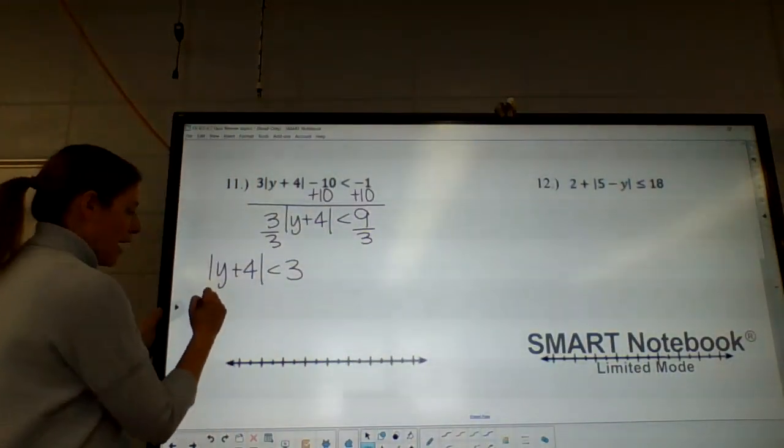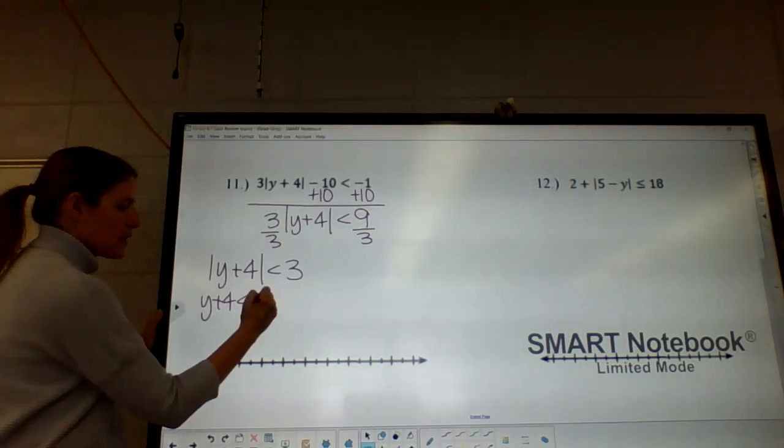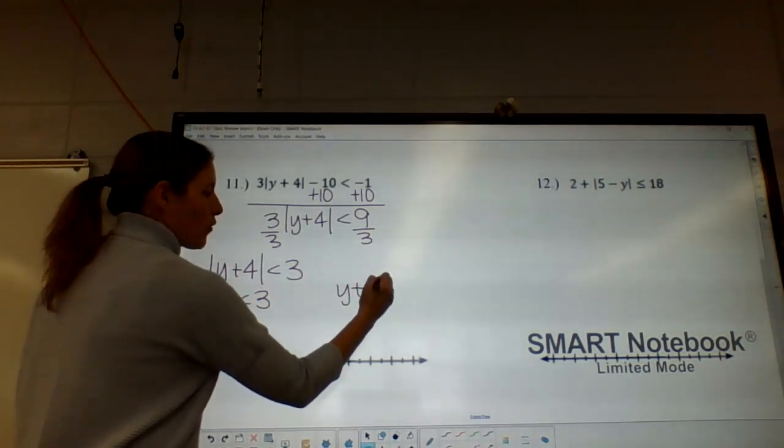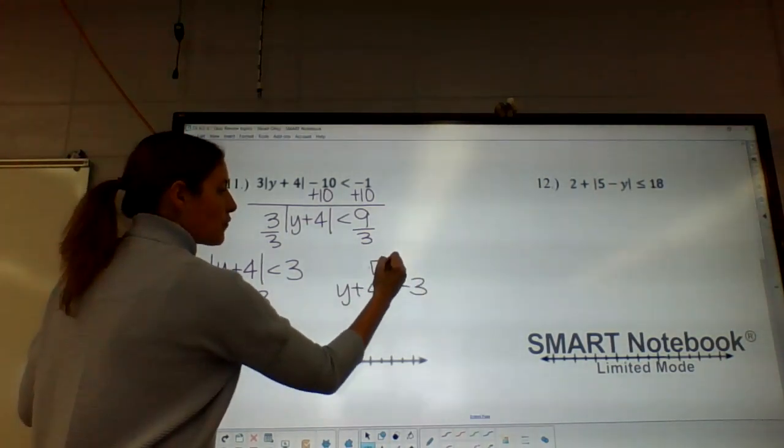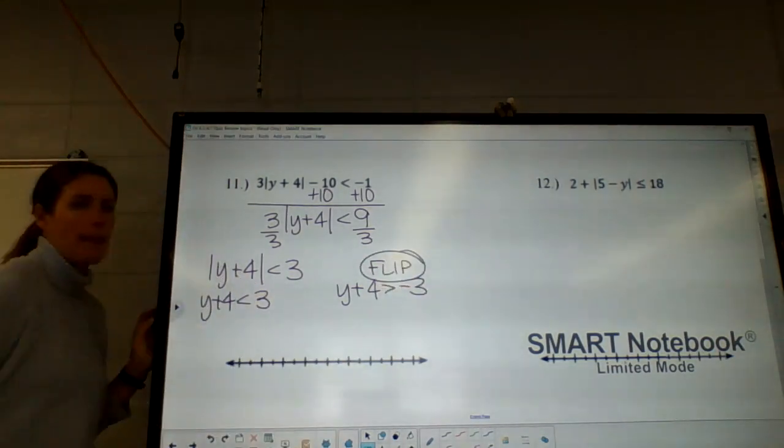So now we're going to say y plus 4 could be less than 3, and y plus 4 could be greater than negative 3. So don't forget to flip it on that second one.